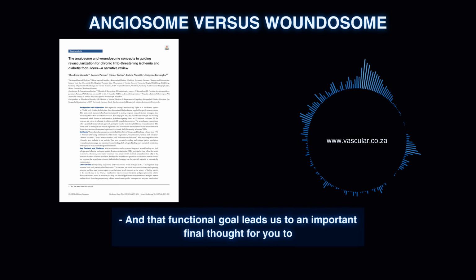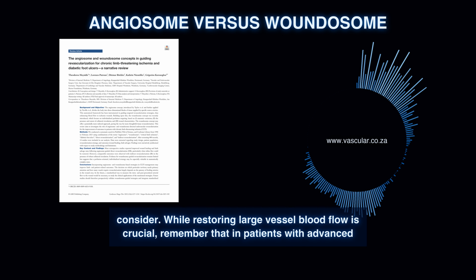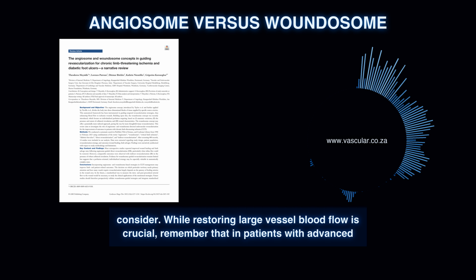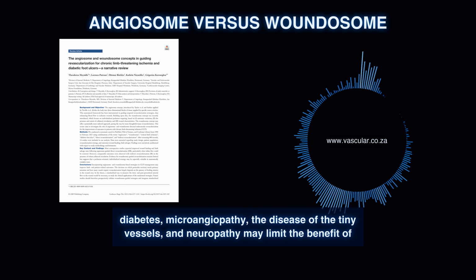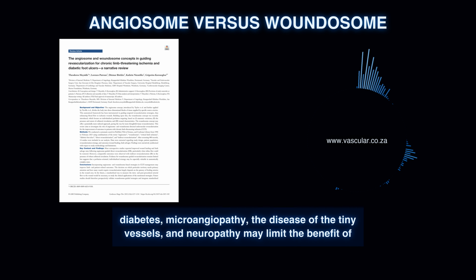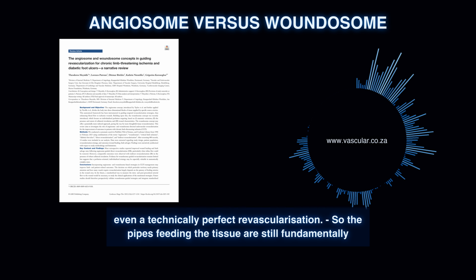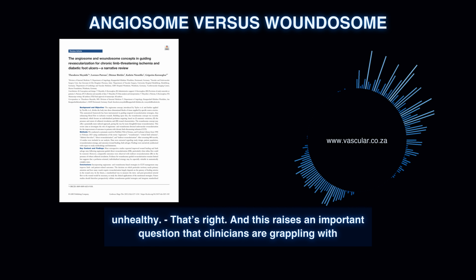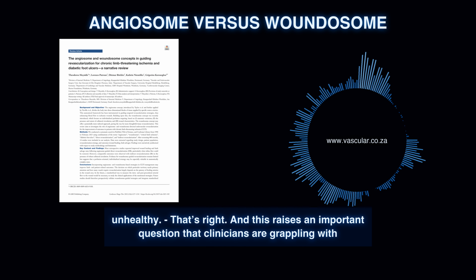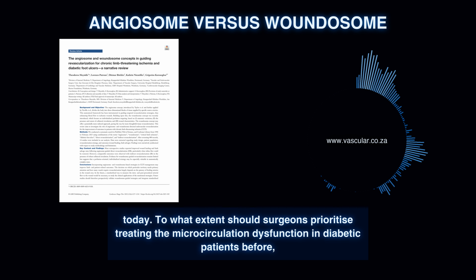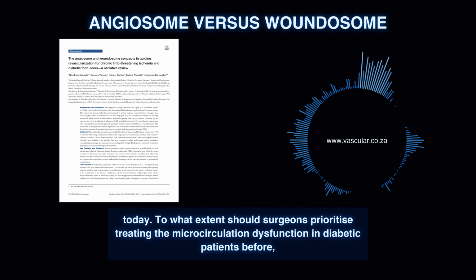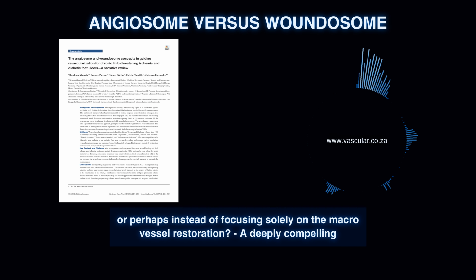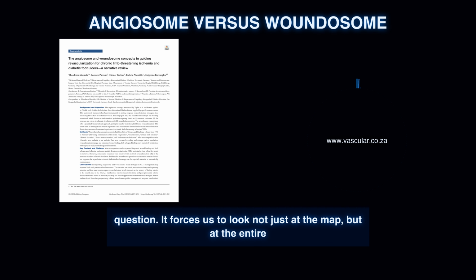And that functional goal leads us to an important final thought for you to consider. While restoring large vessel blood flow is crucial, remember that in patients with advanced diabetes, microangiopathy, the disease of the tiny vessels, and neuropathy may limit the benefit of even a technically perfect revascularization. So the pipes feeding the tissue are still fundamentally unhealthy. That's right. And this raises an important question that clinicians are grappling with today. To what extent should surgeons prioritize treating the microcirculation dysfunction in diabetic patients before, or perhaps instead of focusing solely on the macrovessel restoration? A deeply compelling question. It forces us to look not just at the map, but at the entire biological system.